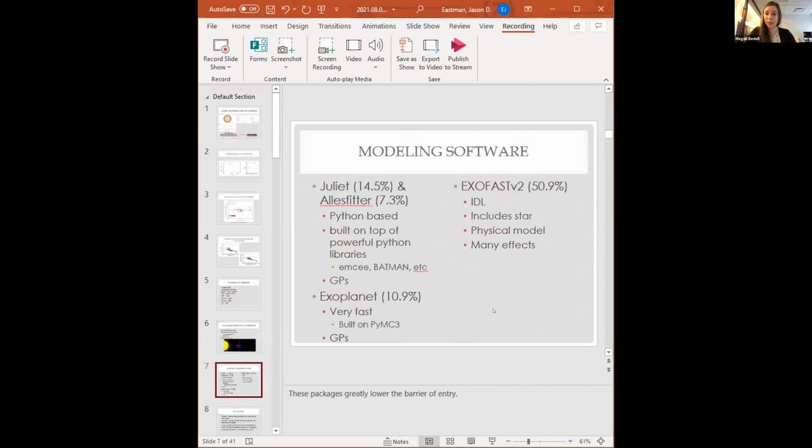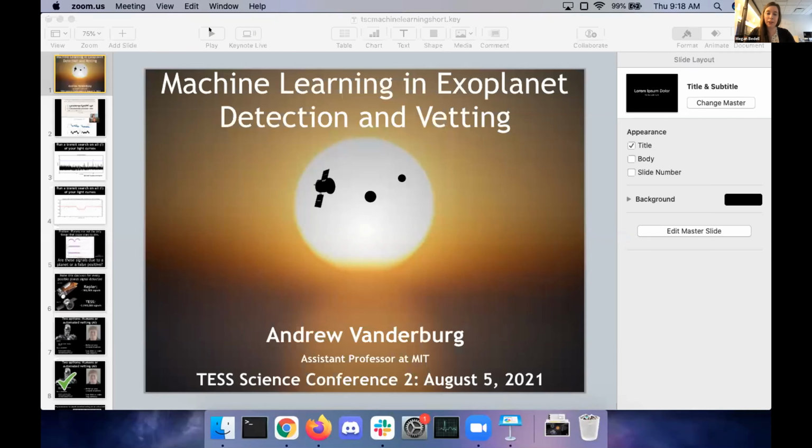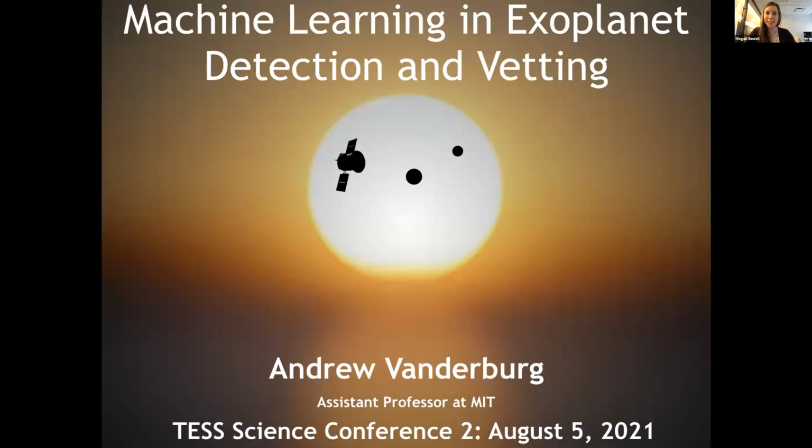Rounding us up, we have Andrew Vanderburg. Andrew is an assistant professor at MIT, and he's done some great work on analyzing tricky cases in Kepler and TESS data, leading to discoveries including planets around white dwarfs and new planets discovered with machine learning. And today he's going to talk about machine learning, especially as it applies to vetting planet candidates from TESS.